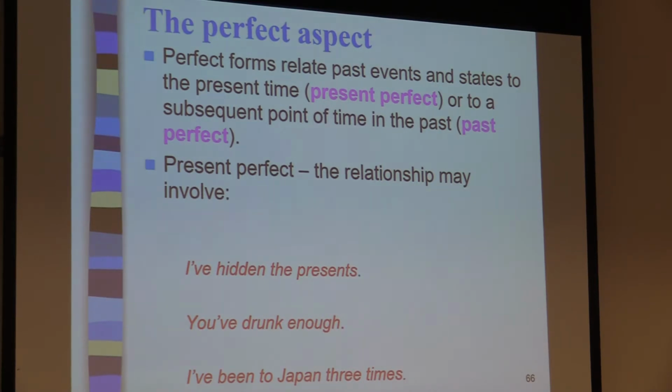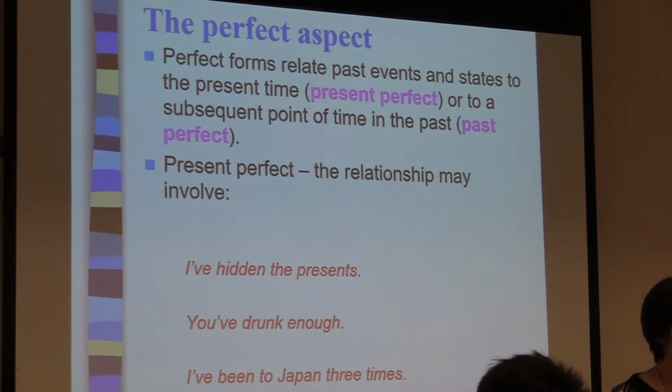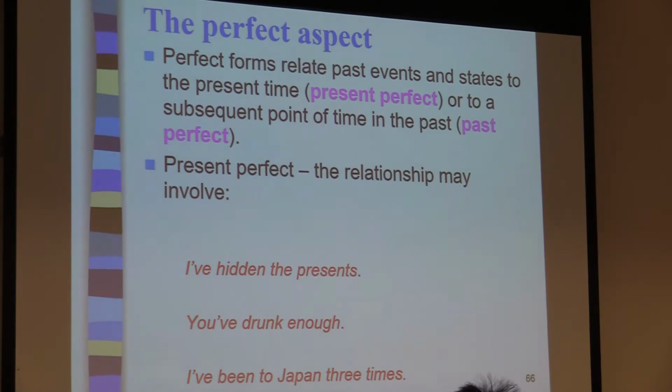The perfect forms relate past events and states to the present time if it's the present perfect. But if it's about the past time, then it's the past perfect. Then what kind of relationship is that? The perfect aspect. The relationship may involve what?